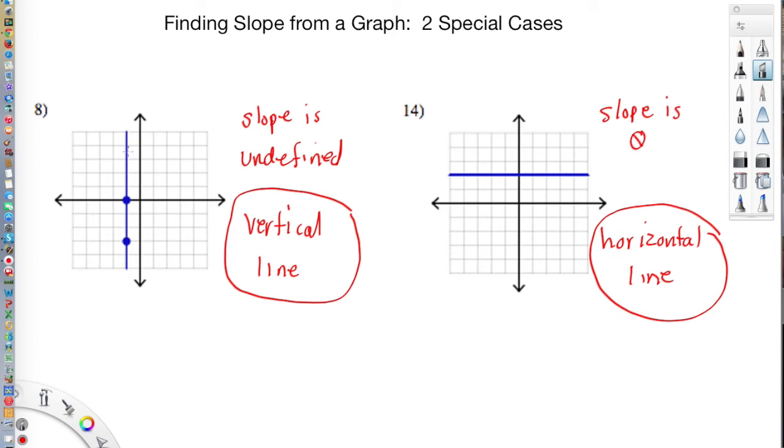When you have a vertical line, good luck with finding your rise, okay? It's all over the place too. It's undefined, okay? That's a vertical line. So remember these two special cases. A vertical line, the slope is undefined, and when you have a horizontal line, the slope is 0.